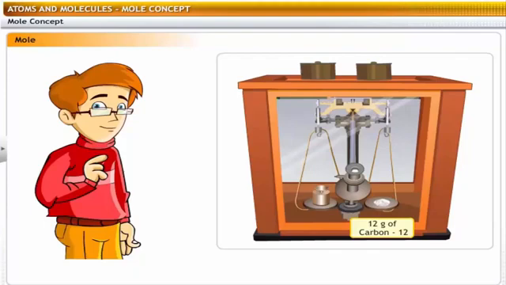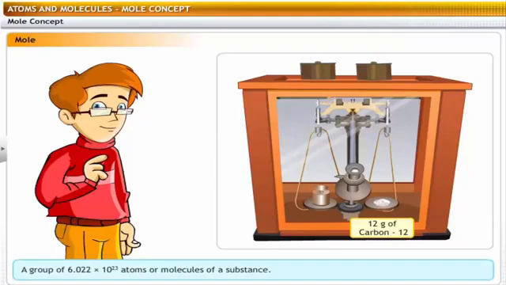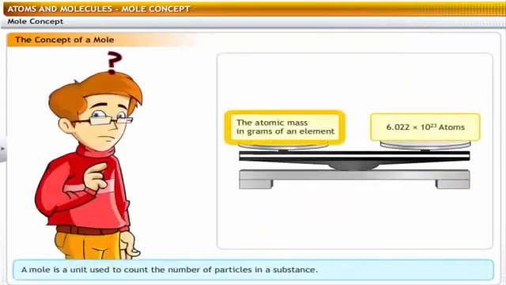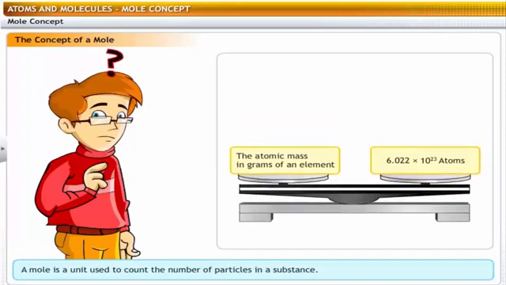Scientists, through various experiments, found that the number of atoms present in 12 grams of carbon-12 is equal to 6.022 multiplied by 10 to the power of 23. This means the atomic mass in grams of an element contains 6.022 multiplied by 10 to the power of 23 atoms of that element. This number was called mole by scientists. A mole is a constant, definite number of atoms of a particular element.